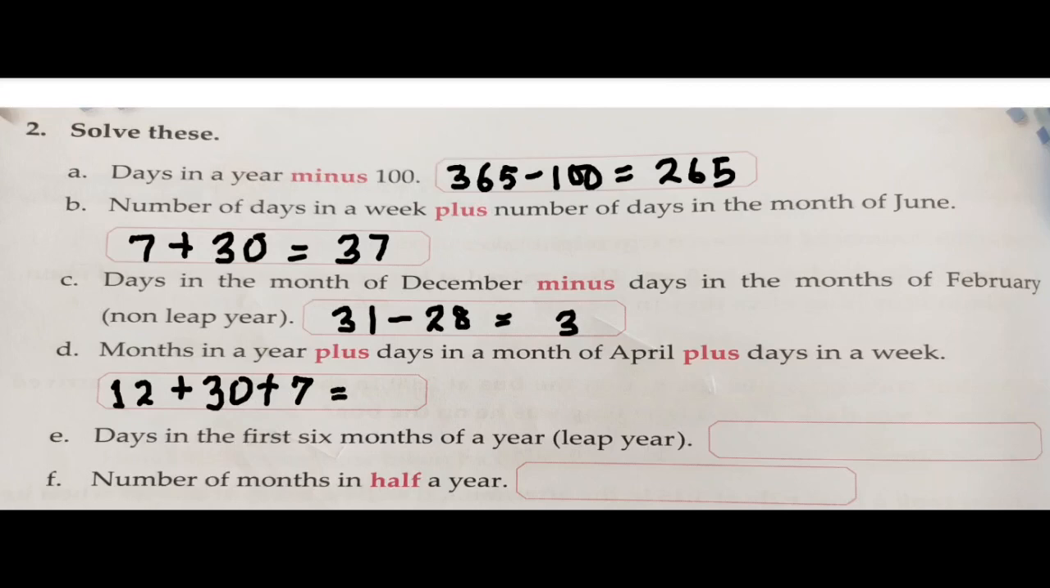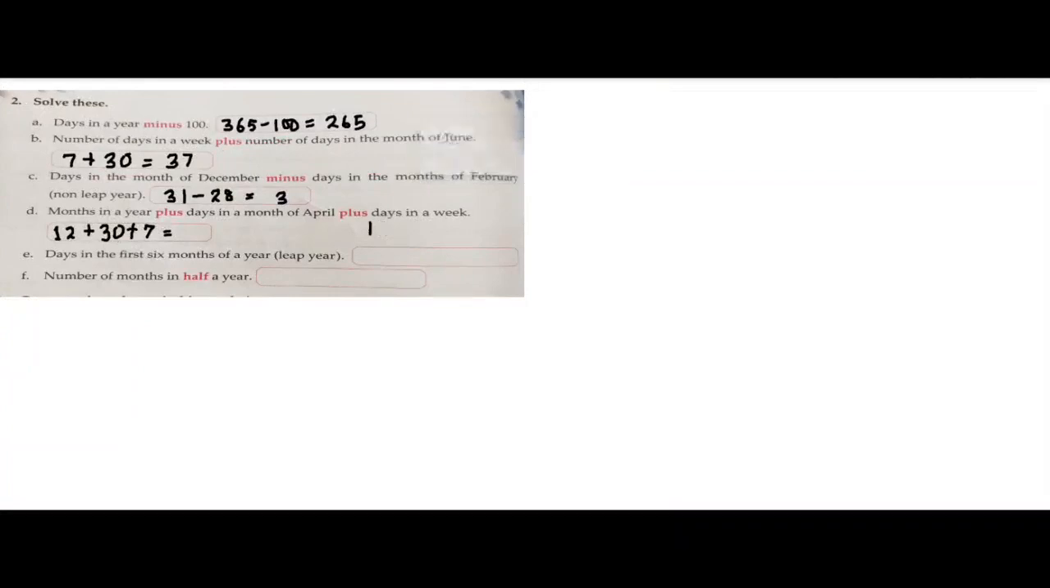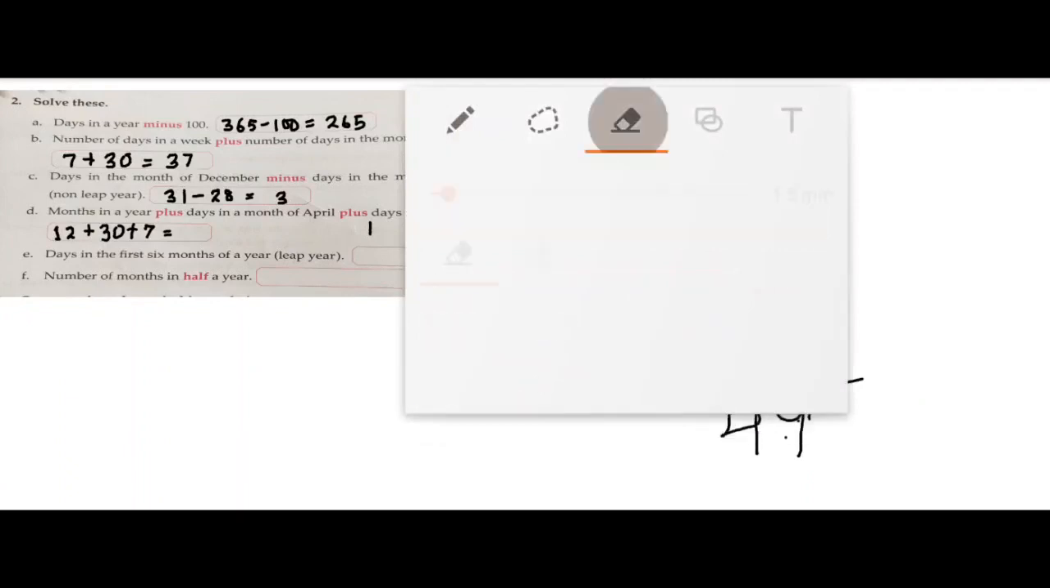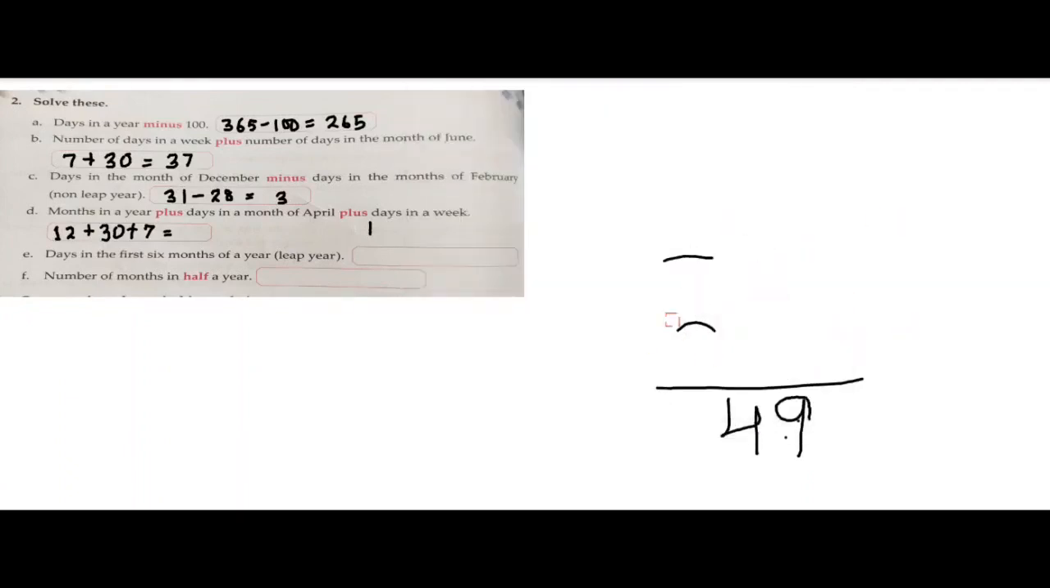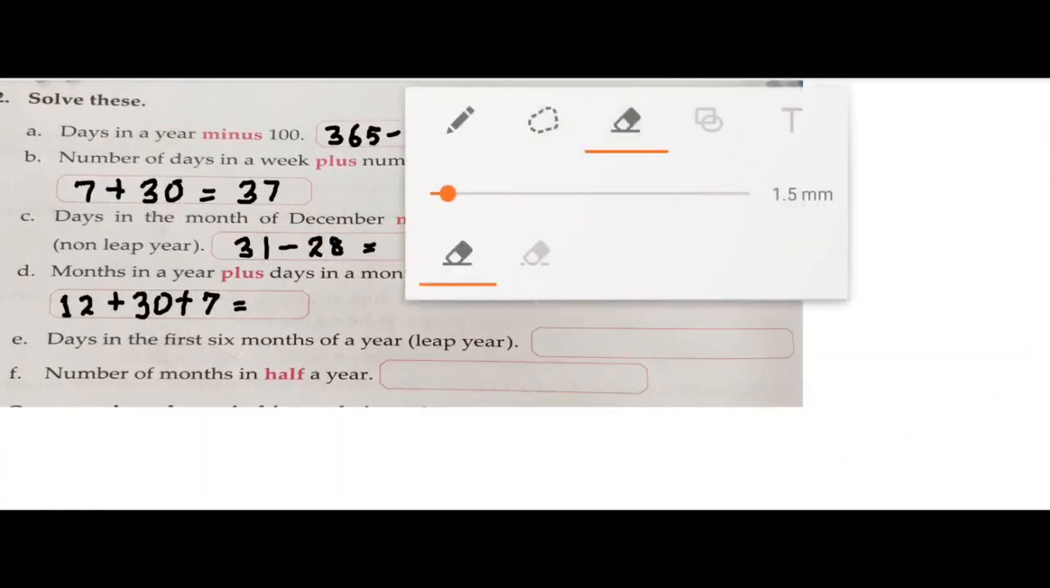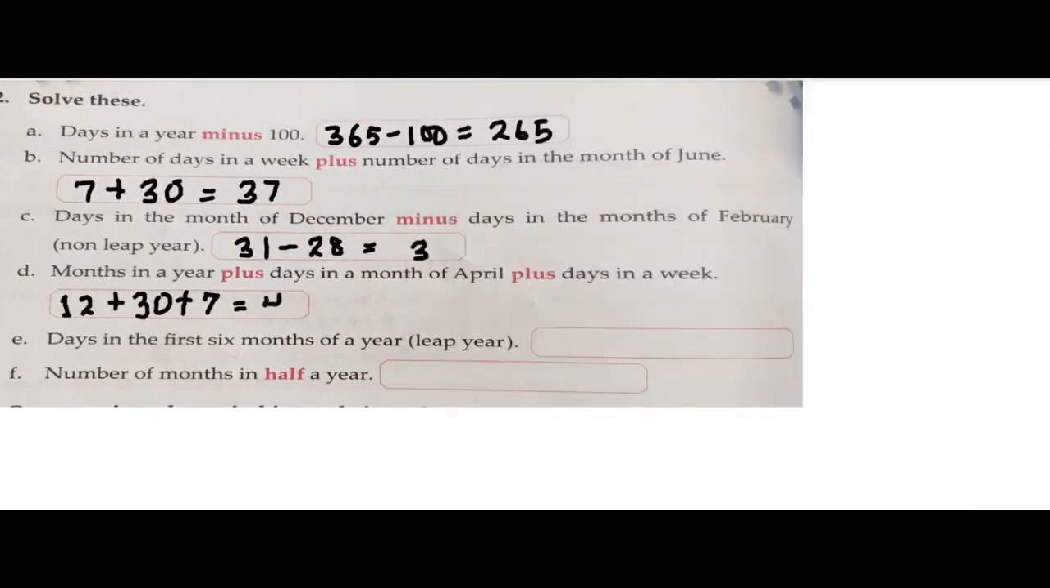So let us do it in the rough. 12 plus 30 plus 7. So 7 plus 2 is 9. And 3 plus 1 is 4. So we got our answer, children. What is our answer? Our answer is 49. So we will write our answer here. 49. Now in the same manner, children, you will do number E and number F.